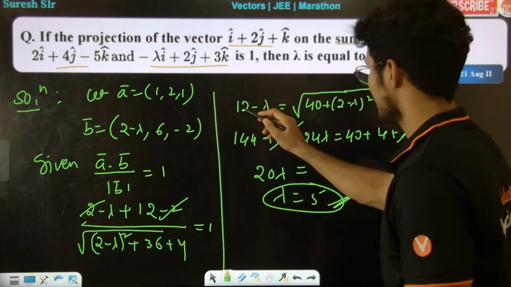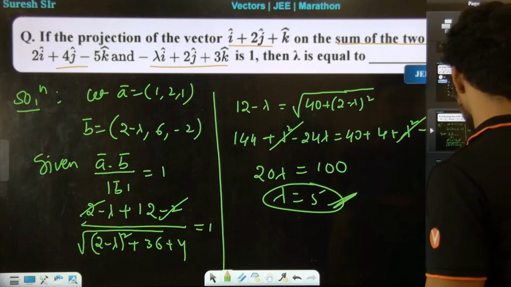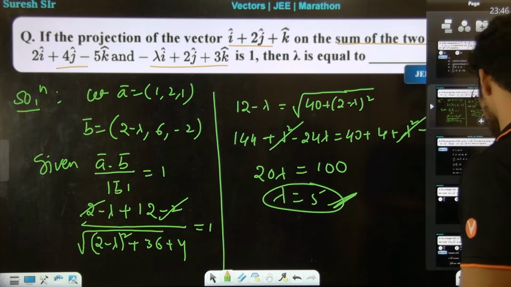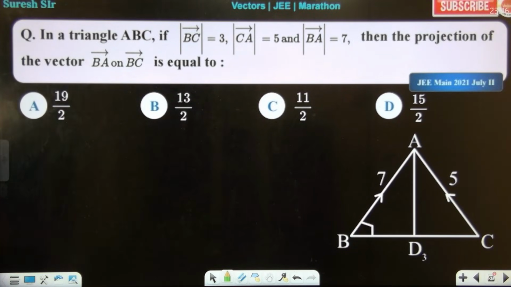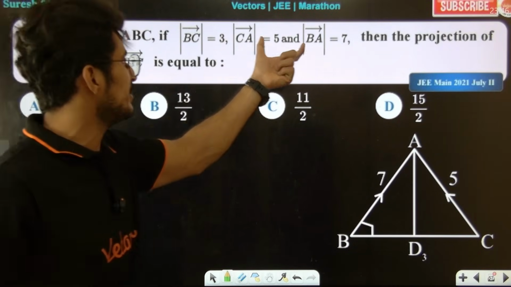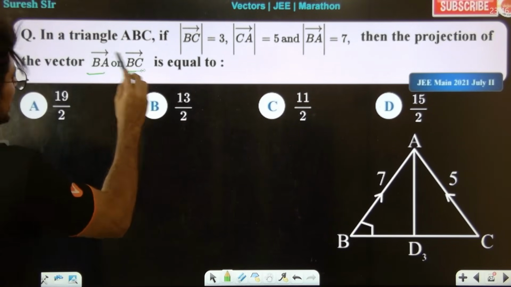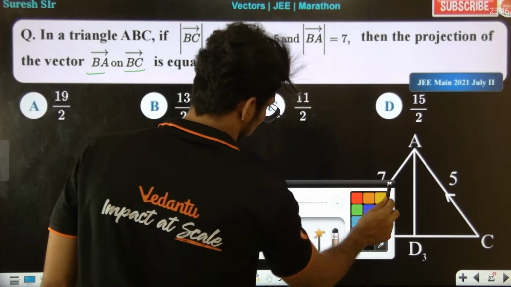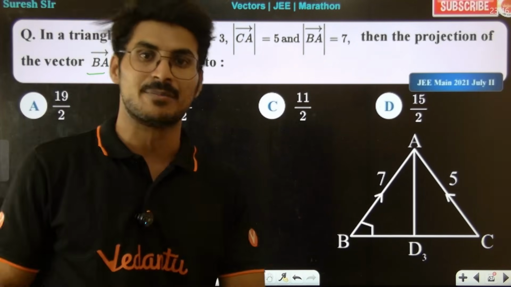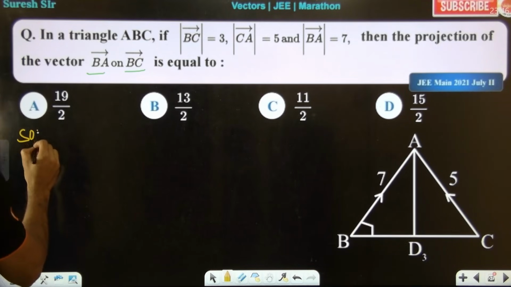Now we'll move forward. Do this. In a triangle ABC, if BC is equal to 3, CA is equal to 5, BA is equal to 7, then the projection of vector BA on BC is what? Guys, the concept is the same, but you just have to understand one thing here. A beautiful logic I am going to apply.